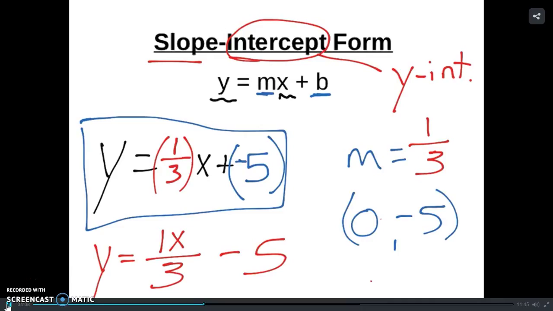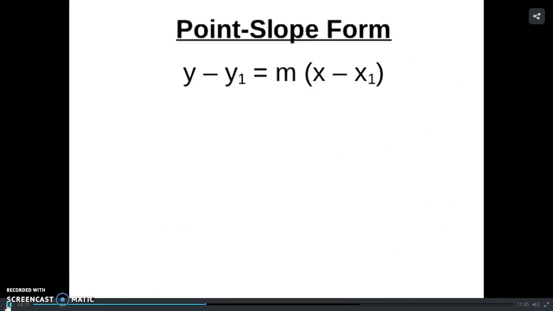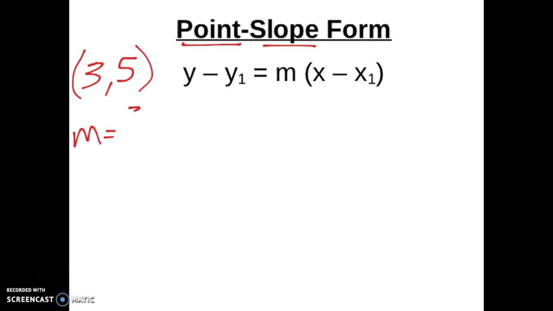So let's look at our second form. This is our second form, and it is called point-slope form. That's because you need a point and a slope for this form. So let's list a point over here. We're going to say that this point would be (3, 5). And let's give a slope. Let's do 6/7, just so we have completely different numbers.